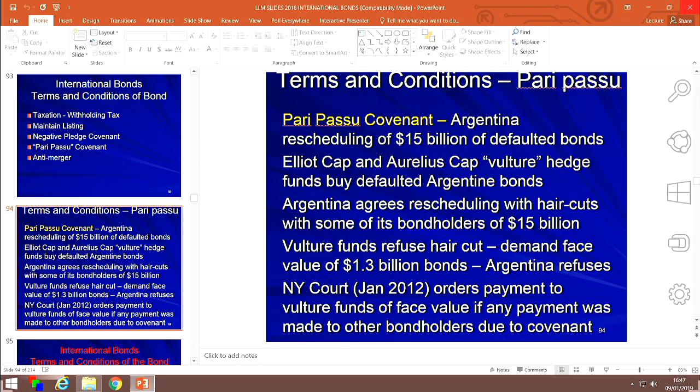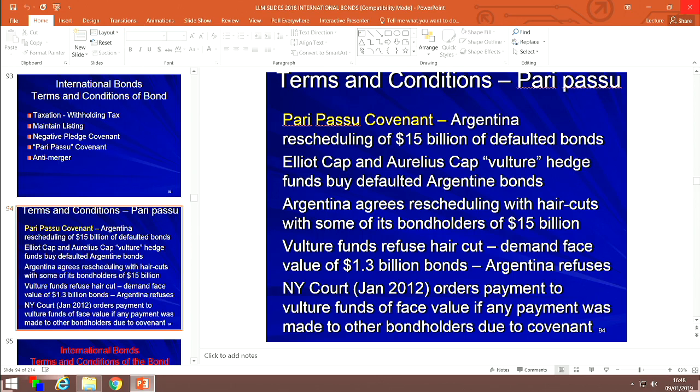And the vulture funds, Elliott Capital and Aurelius Capital, said, no, we are not prepared to negotiate with you for 40% of face value or 60% of face value. We want full face value for the bonds we hold. Argentina refused and then went on to pay some of the bondholders who had agreed to accept 60% or 40% of face value.